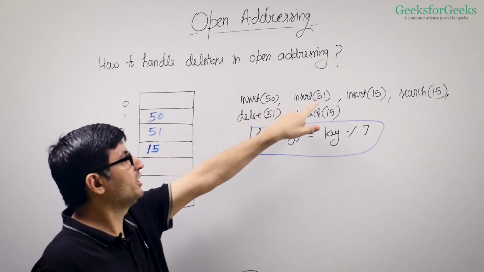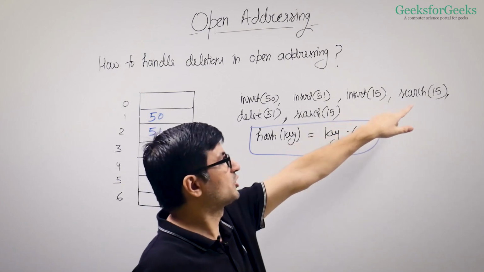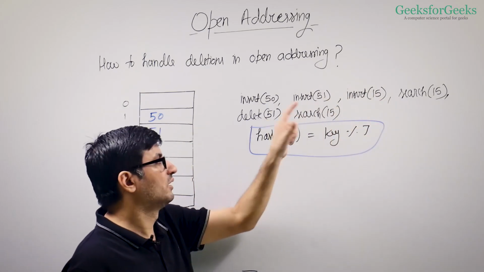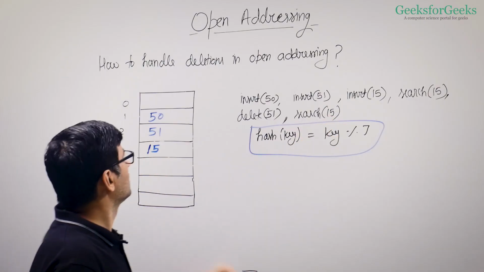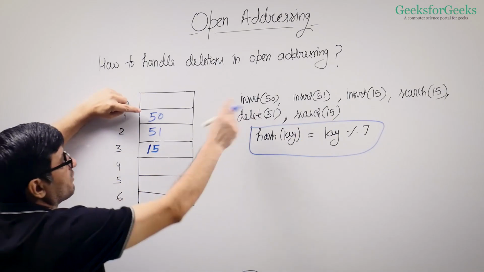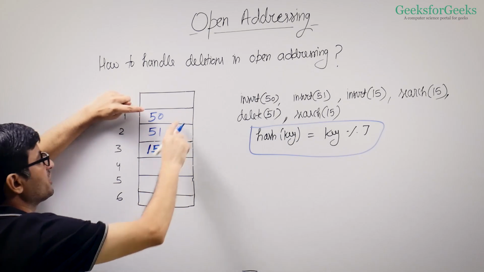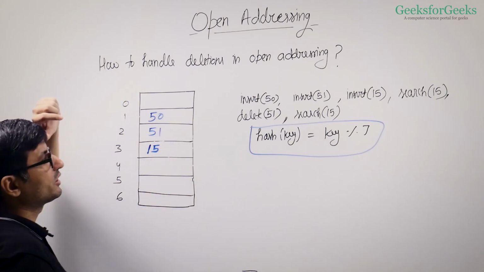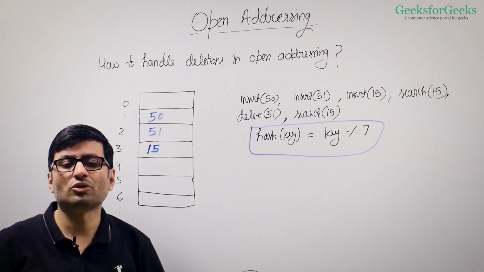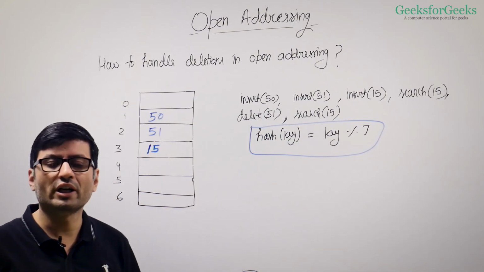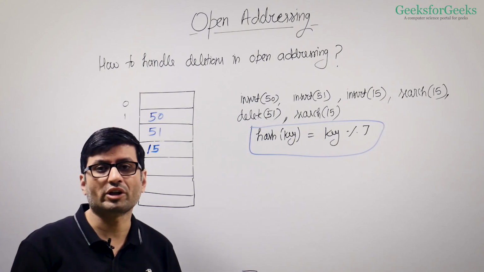I insert 50, 51, then 15, then search 15, then delete 51, then search 15. So I've already done these operations. I've inserted 50, inserted 51. When I was inserting 15, I saw a collision and inserted it next to 51. Now there's an operation delete 51. So to delete, we again search for 51, and if we find it, we make the slot empty.